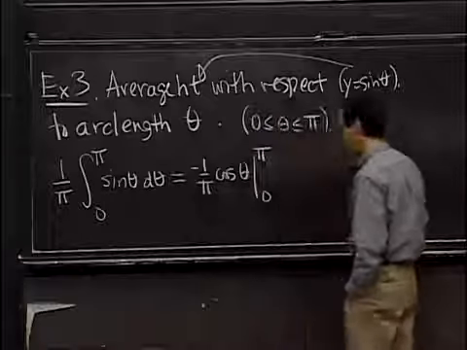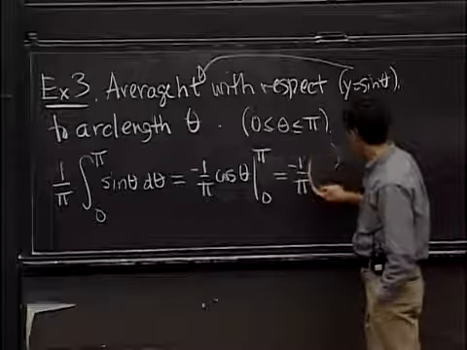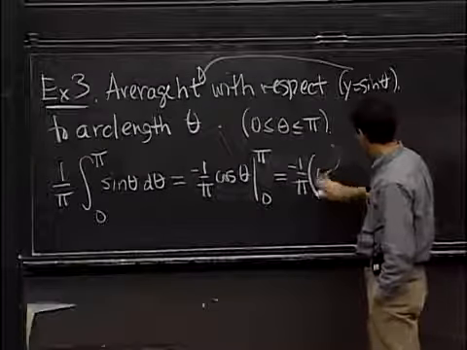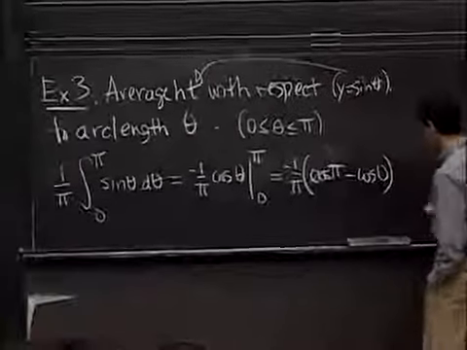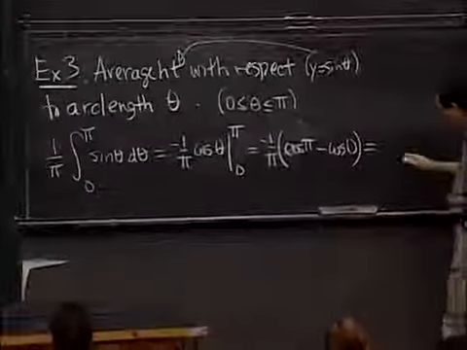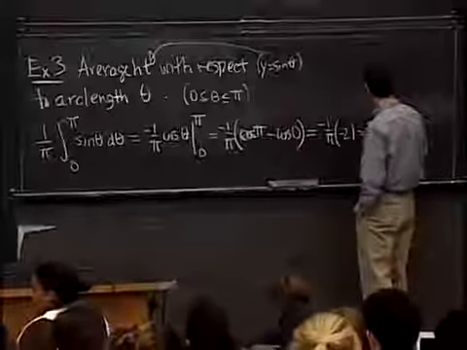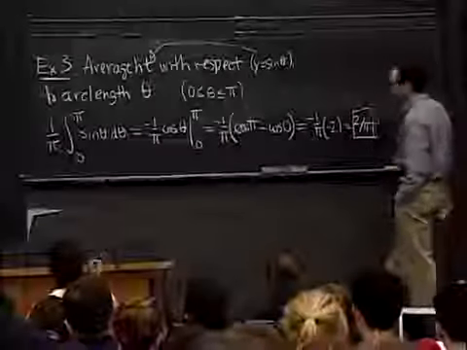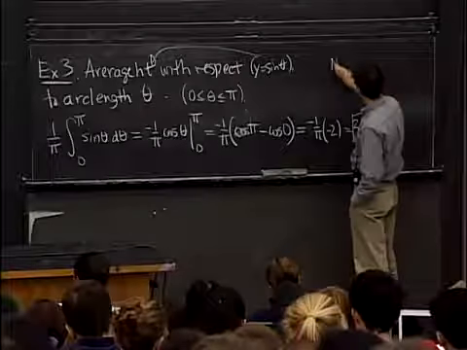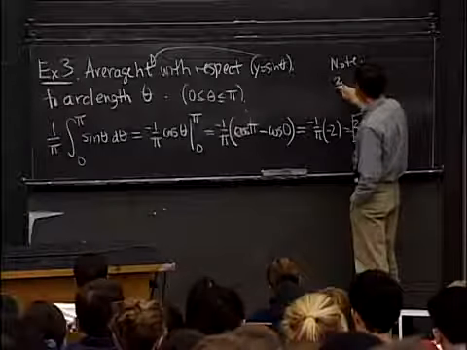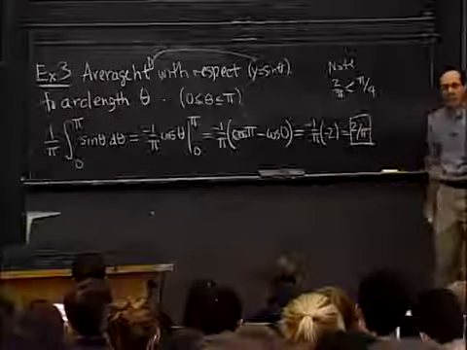All right? And so that's negative 1 over pi times cosine pi minus cosine 0, which is negative 1 over pi times negative 2, which is 2 divided by pi. Just a second. And sure enough, if you check it, you'll see that 2 over pi is less than pi over 4 because pi squared is bigger than 8.